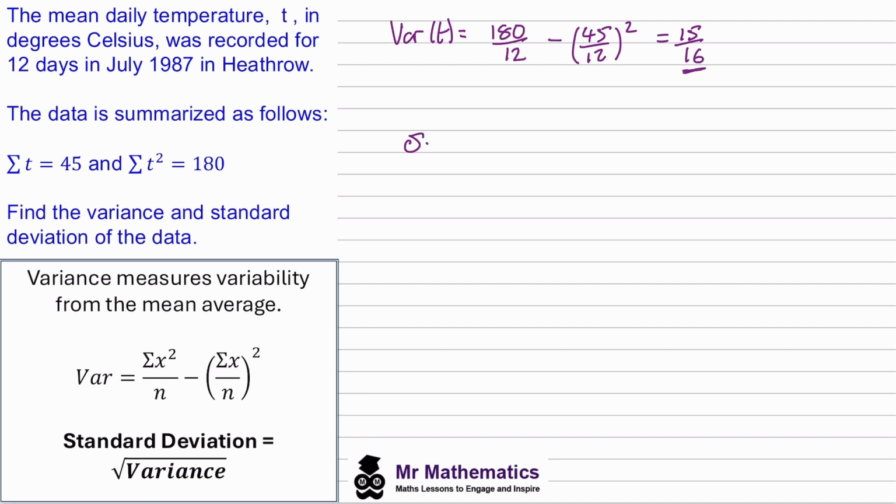Then to work out the standard deviation, we'll square root 15 over 16 and this will give us 0.968 to 3 decimal places. Okay, so let's try one more question.